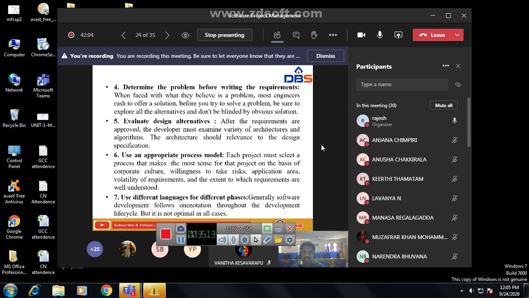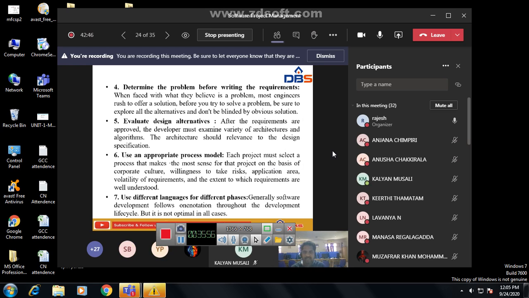and evaluate design alternatives. That is, after the requirements are approved, the developer must examine variety of architectures and algorithms. So when the requirements are completed and approved, the developer must examine variety of architecture and algorithms. So different architectures ఉన్నాయి. So ఏ architecture అయితే it will be best to the particular development. Okay, so the architecture should be relevant to the design specifications. ఎలా ఉండాలి? It will be relevant to the design specifications.